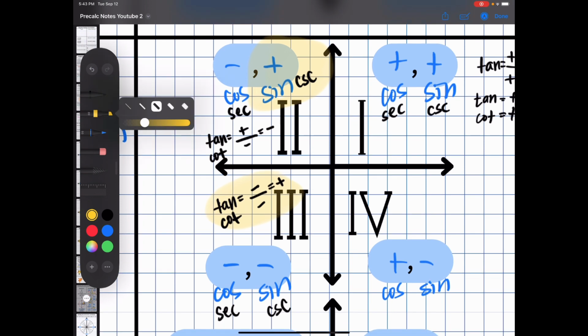Lastly, let's move on to our last quadrant, fourth quadrant. If cosecant is positive, its reciprocal is also positive. Sine is negative, meaning cosecant is negative.